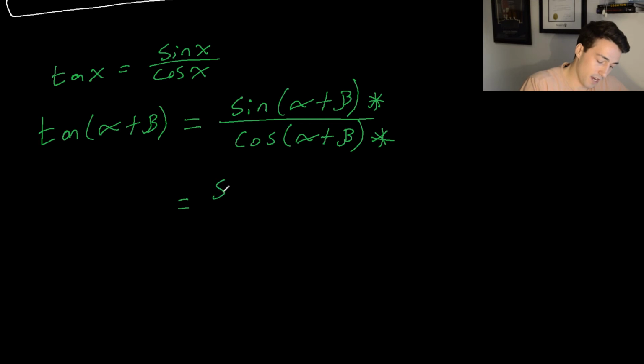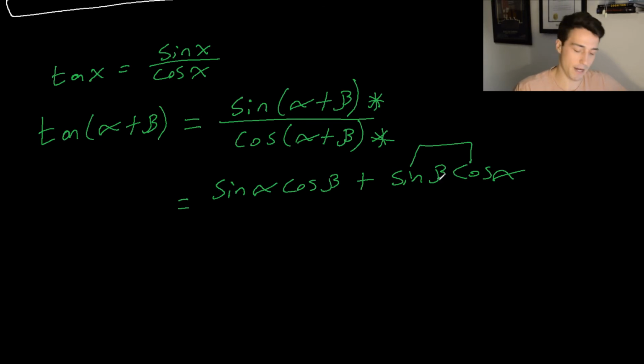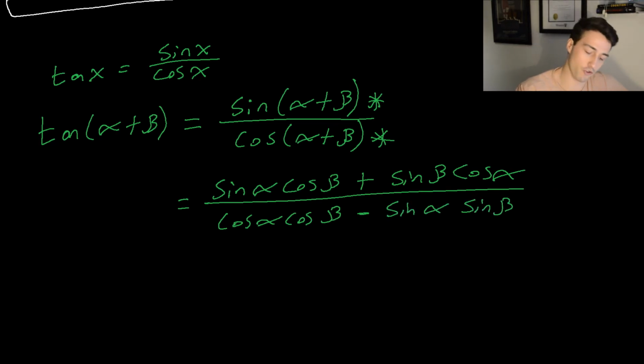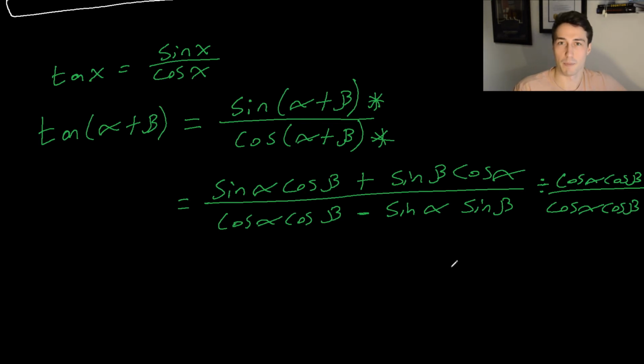So the numerator will be sine of alpha cos beta plus sine of beta cos alpha. It doesn't really matter which order these go in. You could say cos alpha sine beta, but I'll keep it like that for now. And then in the denominator, it'll be cos alpha cos beta minus sine alpha sine beta. So now I'll do a small trick, but it's really just dividing the entire equation by 1. We're going to divide by cos alpha cos beta, in both the numerator and the denominator, because we can't change this. If we just divided by cos alpha cos beta, that would change the function.